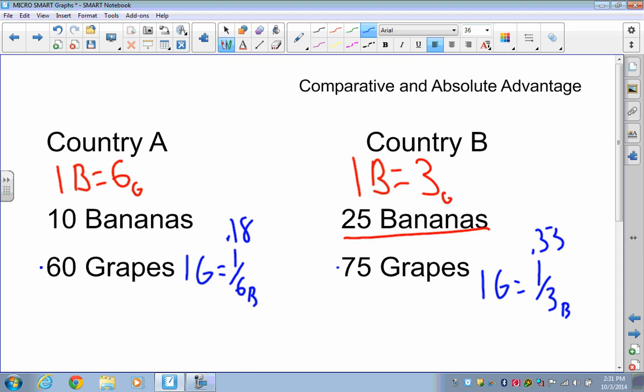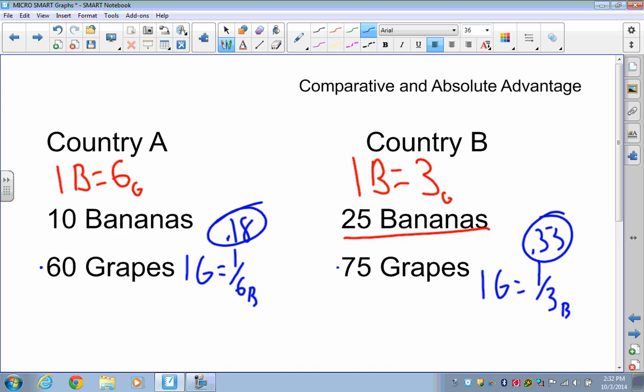Which means, who makes grapes the cheapest? What's cheaper, 0.33 or 0.18? Country A. So ready? What should country B produce? What is their comparative advantage? Bananas. The answer is they should produce bananas. Whereas what is country A best at? Grapes. So should they trade?